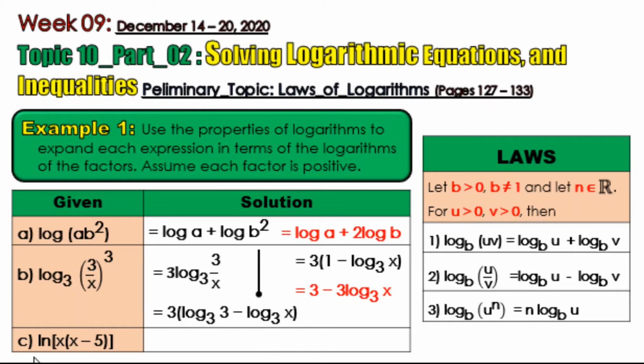And for letter C, we have ln x times x minus 5. So remember, this is product. So if product, we have addition. So this is equal to ln x plus ln x minus 5.